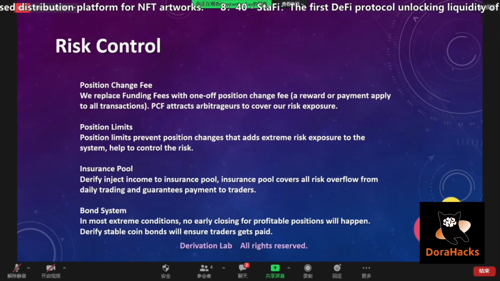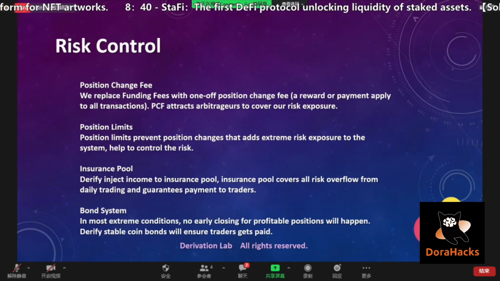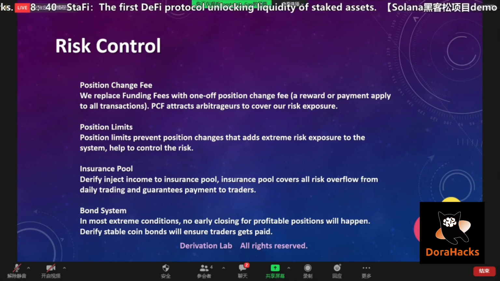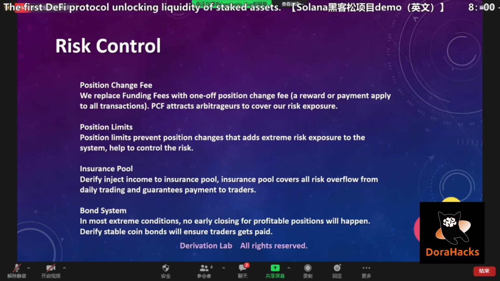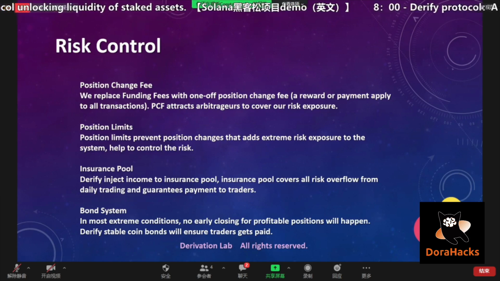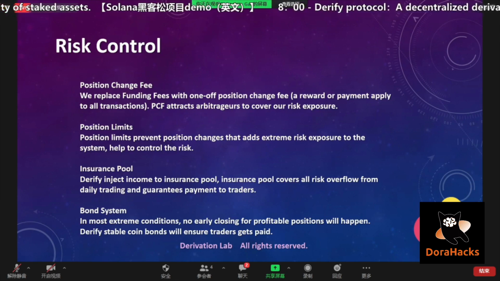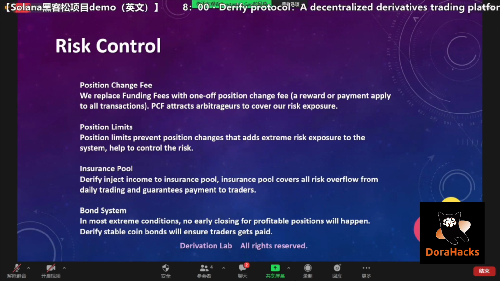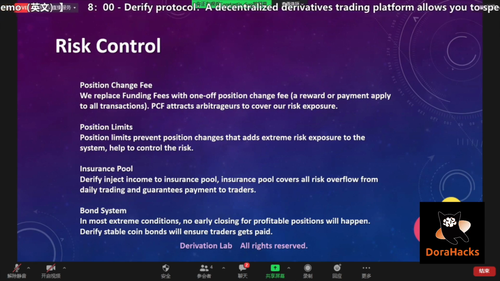And we also have the insurance pool, where we inject our trading fee income, and it will cover all the risk overflow from daily trading and guarantee to pay all traders. And we also have a bond system. In the most extreme conditions, when you are trading on centralized exchanges, even though you are making 1 million profit, it is very likely that you only receive half of it, because the centralized exchanges will automatically close your winning positions and you can do nothing about it.